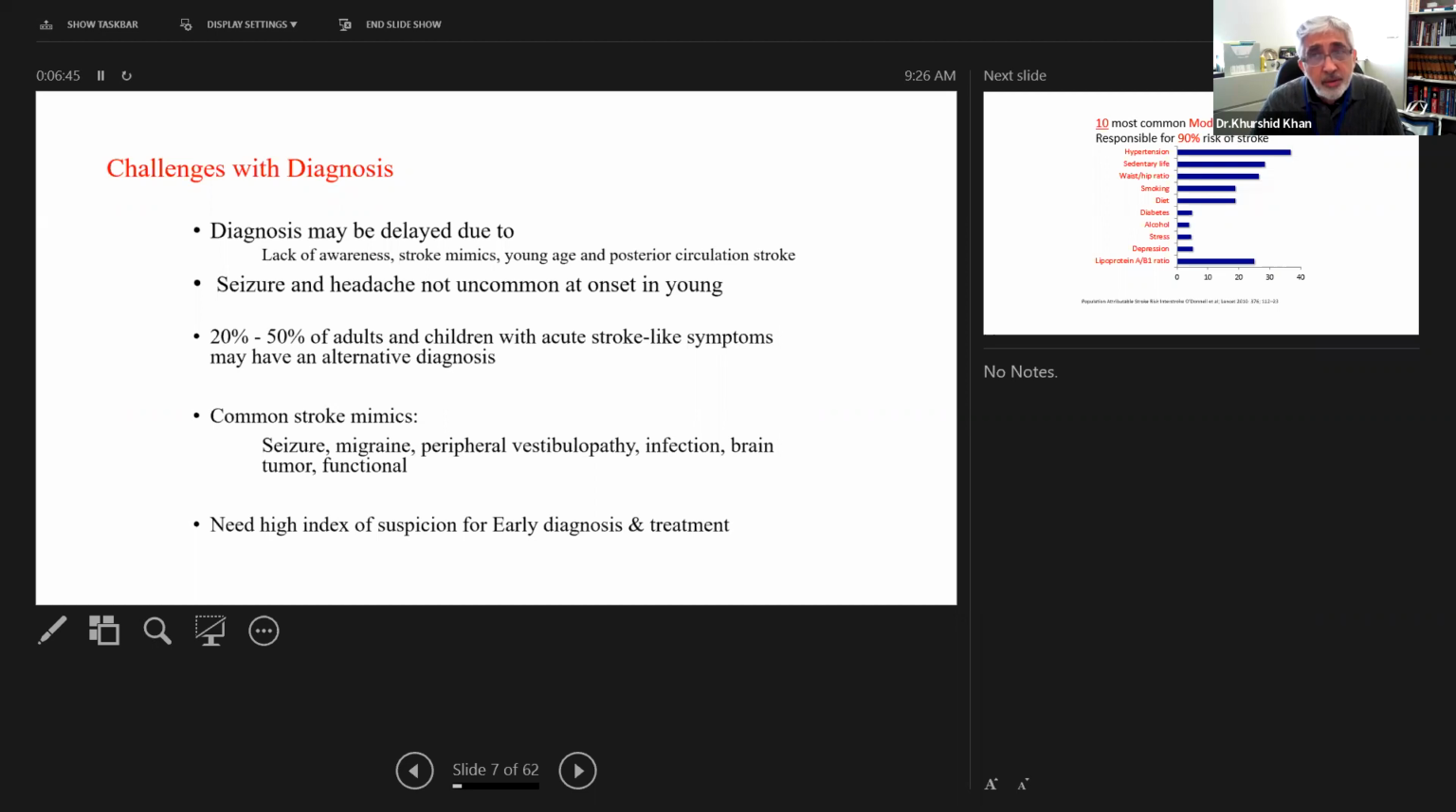Now, we should remember that in up to 50% of the situations, younger patients may have an alternative pathology other than stroke. The common stroke mimics we should remember are migraine, seizure, peripheral vertigo, for example, or infection or brain tumor. So one has to have a high index of suspicion to make an early diagnosis and institute an early treatment.